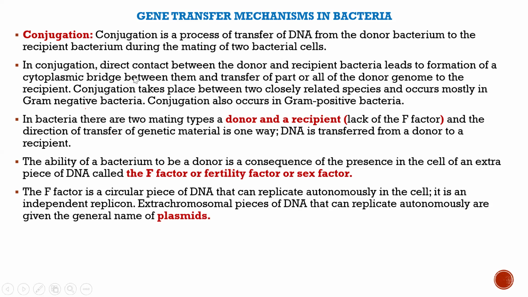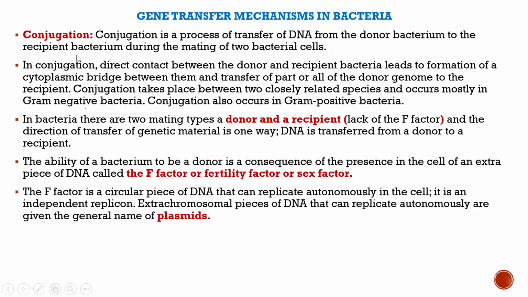So in conjugation, there's direct contact between the donor and the recipient. Remember when I explained transformation, the DNA material can just be found in the environment, or it can be in the laboratory, right? In the environment, there can be cell lysis, then another bacteria that is competent will pick it up. But here, there must be direct contact between the donor and the recipient. So it's always the donor that transfers the genetic material to the recipient.